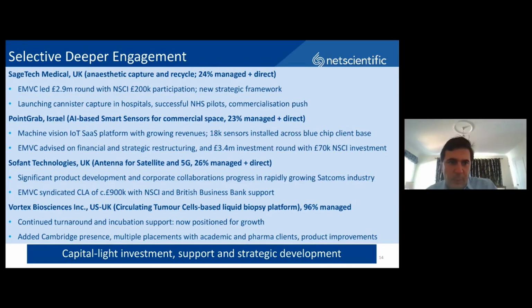Another example, PointGrab. It's a company that when I was at EMV Capital, we co-led an investment alongside ABB Ventures, Philips Lighting, and also participation by Mitsubishi and Flextronics, now called Flex.